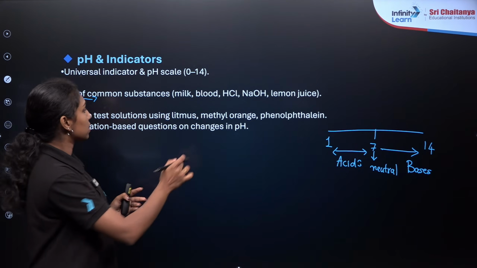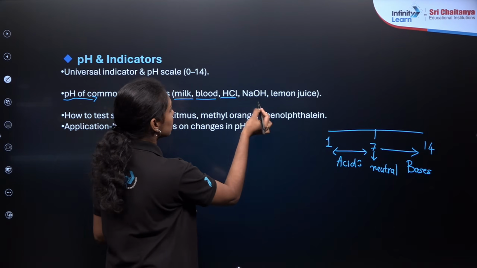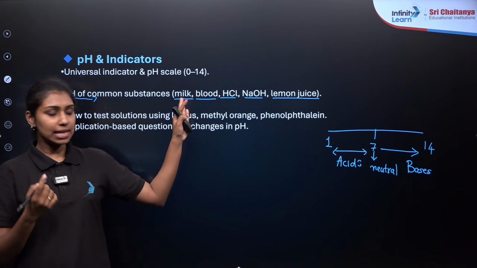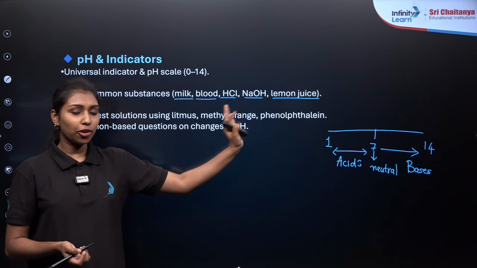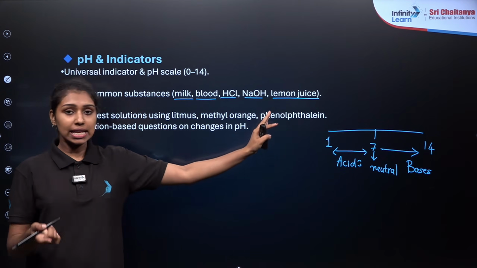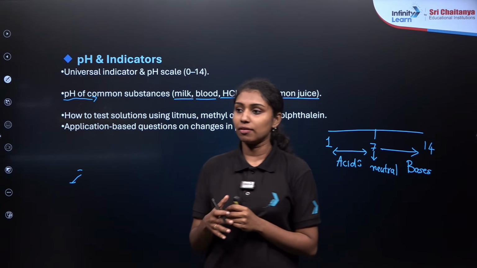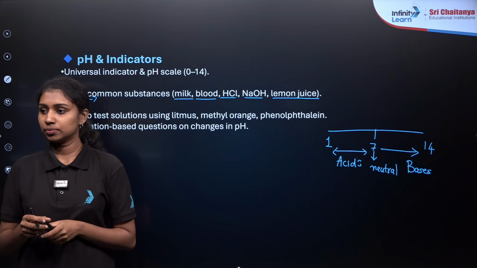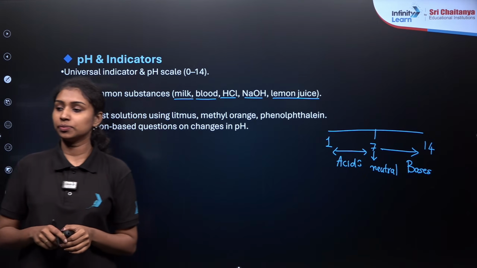and you may have the idea about the pH of common substances. A proper table is given there for milk, blood, HCl and NaOH, and lemon juice. And one point is that in the case of milk it is acidic, right? Blood is again 7.4 pH, HCl is again acid, NaOH is base, lemon juice is again acid, citric acid is present, right? So depending on the nature of the acid or base, they will have different pH values. Is that clear?